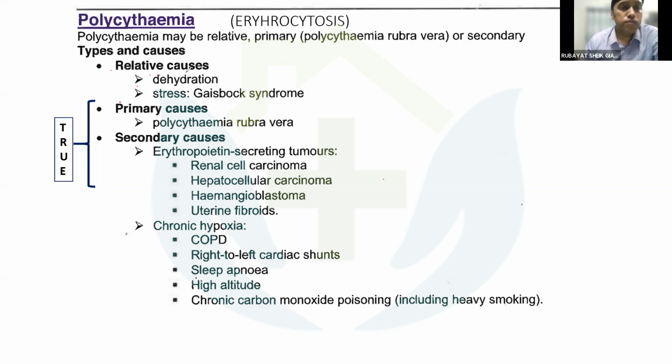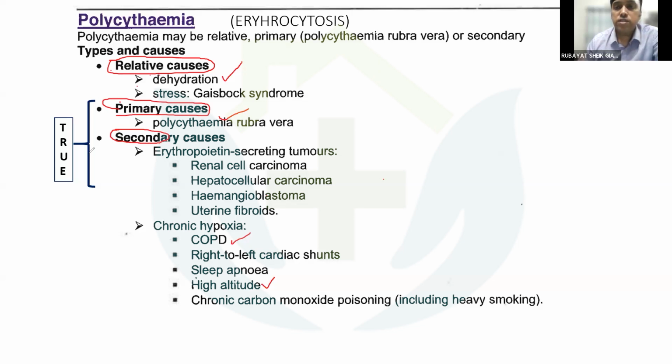Relative polycythemia is not true because RBC mass is actually not increased. It's actually the plasma volume is reduced due to dehydration, diarrhea, burns, and so on. True polycythemia, you have an increased RBC mass. As a part of myeloproliferative disorder, polycythemia rubra vera is the primary cause, but polycythemia may be secondary to underlying disorders like renal cell carcinoma, HCC, COPD. Commonly, as we know, you have COPD patients having polycythemia and also people living in high altitude.